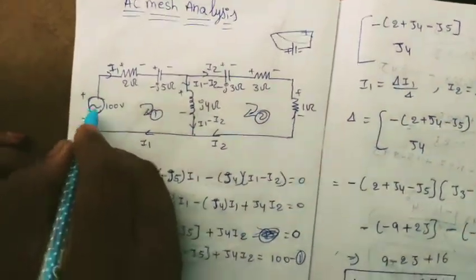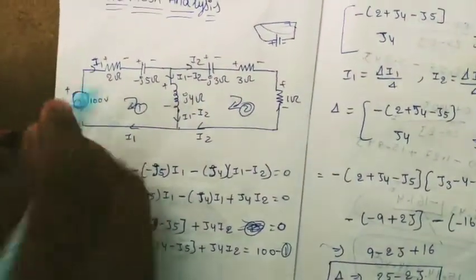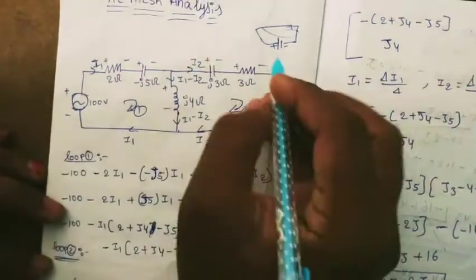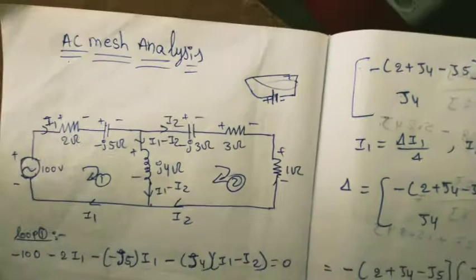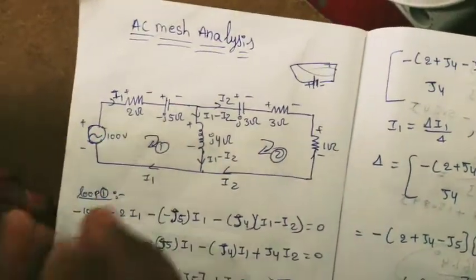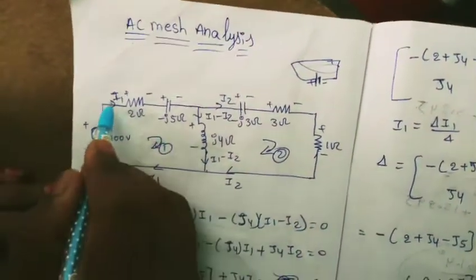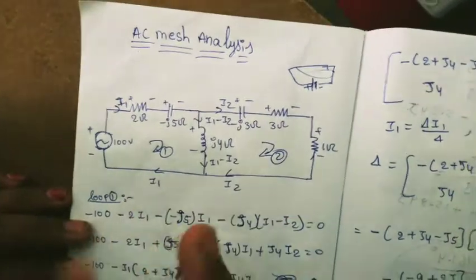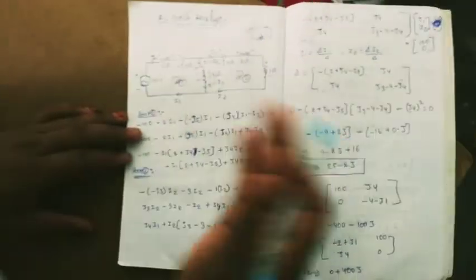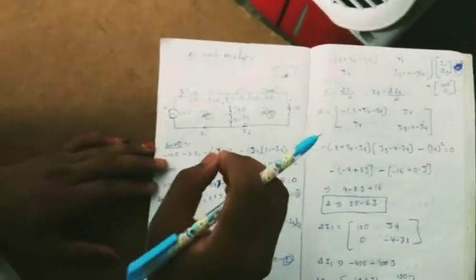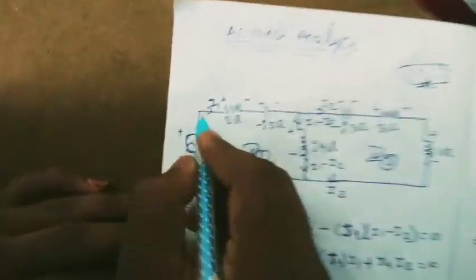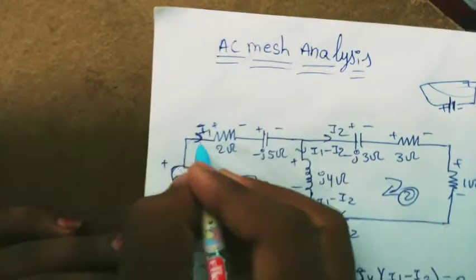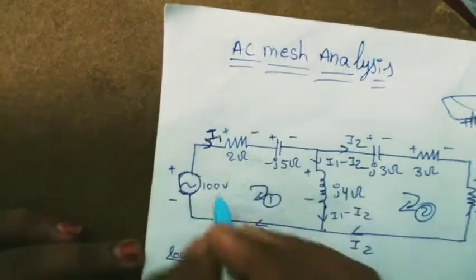Okay. Here we see an AC supply, whereas in that mesh analysis problem we saw a voltage supply. As in the previous problem, for this problem we also have to mark the current directions and name the positive and negative terminals. So first, here the current goes in this direction, so I name this I1.